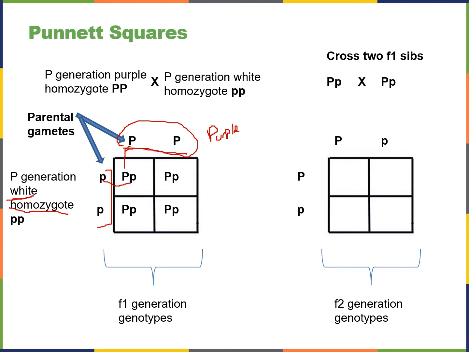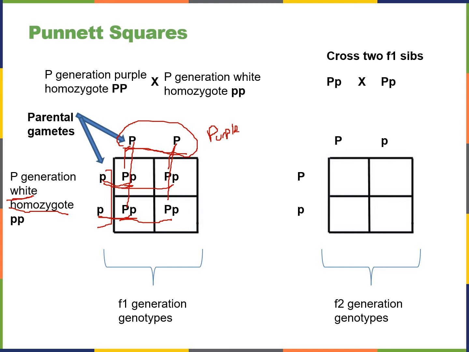So we get a hybrid expressing purple. We bring this p straight down, we bring this p over. We get another hybrid, purple. We bring this p straight down, we bring this little p over. Another hybrid, purple. And then, same thing, we bring this big P straight down and this little p right on over. So they're all purple, aren't they? That's what we did in that F1 progeny example.